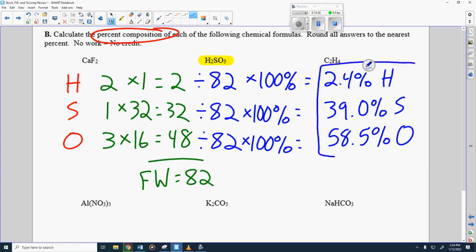One way you can check yourself is that all of these numbers should add up. I'm going to box them up since this is my final answer. Notice I have each percentage labeled with an element symbol. So I know the 39.0% is for sulfur, not hydrogen or oxygen. Now all these should add up to about 100%. You'll see that my numbers here add up to 99.9%. That's okay. That's probably just a rounding thing. That's basically 100. So if you get 99.9 or 100.1% total, that's okay.